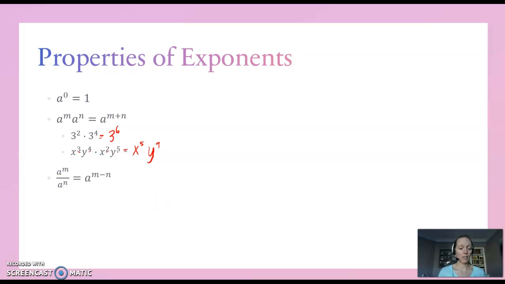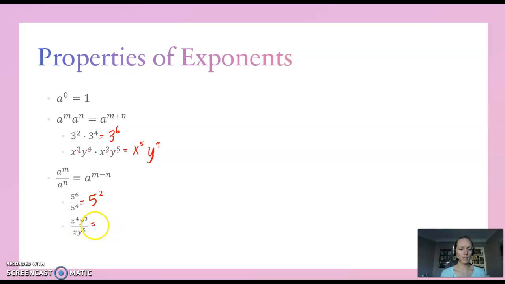Our next rule tells us that if we're dividing with the same base, then we subtract those exponents. And we always subtract the numerator minus the denominator. So here's an example where we have 5 to the 6th power divided by 5 to the 4th power. Since both of these have the same base, we subtract their exponents and we get 5 to the 2nd power. Just like we did in our last example, we only combine when the bases are the same.